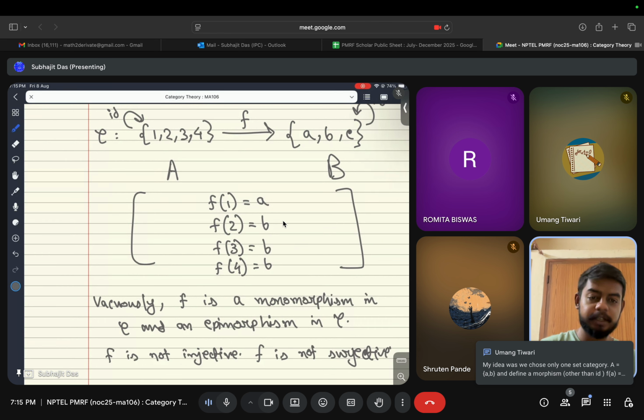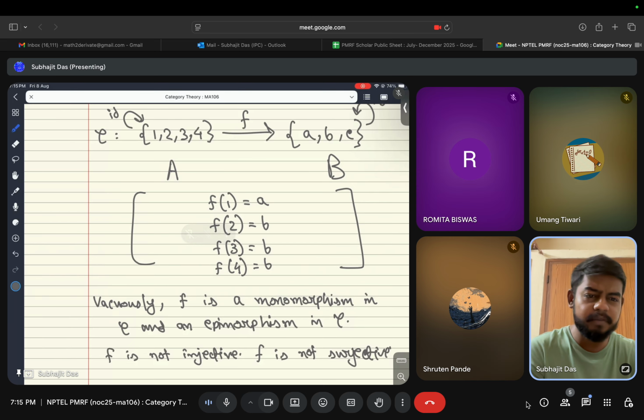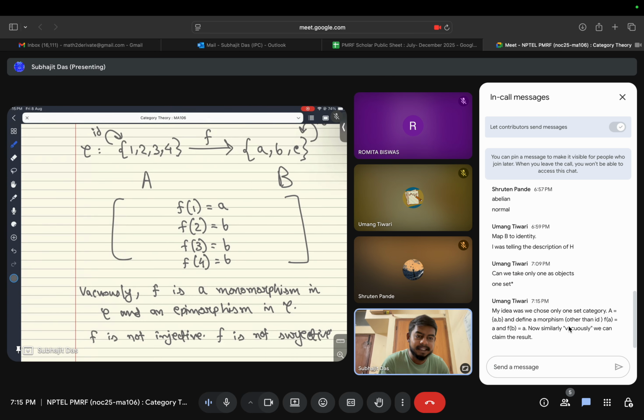One set category. Yeah, I got your idea that you take one set and define a morphism other than identity, F(A) equal to A, F(B) equal to B. Yeah, similarly, that also works. That is why I said you need to be careful with the choice of your morphism, because this works, but it might not happen in general, because for it to be a subcategory it should be closed under composition, right? So other than the identity, if you take a map F, you need to be careful that F composed with itself, then composed with itself again, all of these maps should be in the subcategory as well.